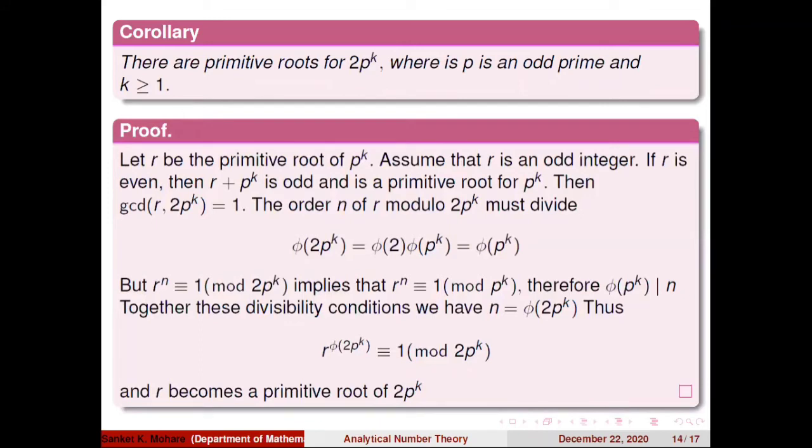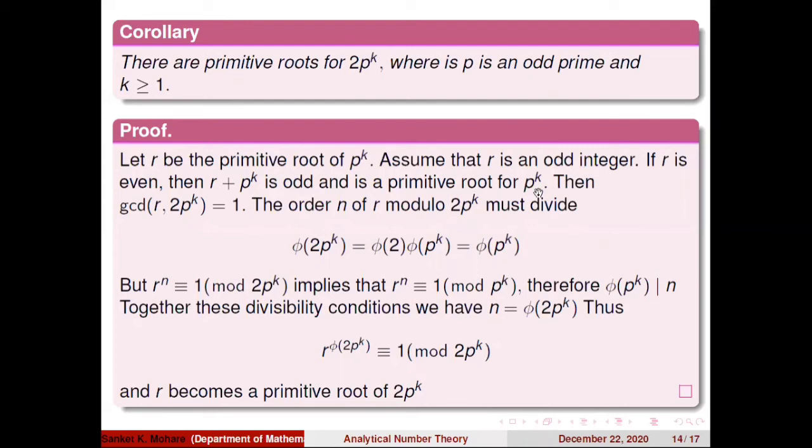So let's have the proof. Suppose r is a primitive root of p to the power k. From where? From the last theorem. Since p is an odd prime, the last theorem implies there exists a primitive root for p to the power k. So let's assume r is a primitive root of p to the power k. Assume that r is an odd integer. If r is not an odd integer, meaning r is even, then r plus p to the power k becomes odd, and is a primitive root for p to the power k.